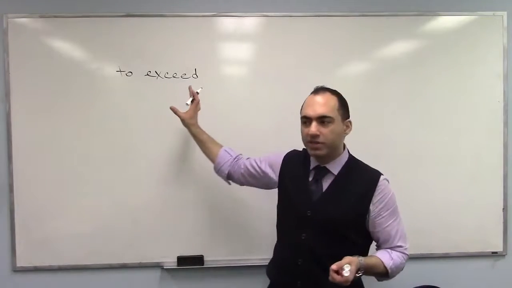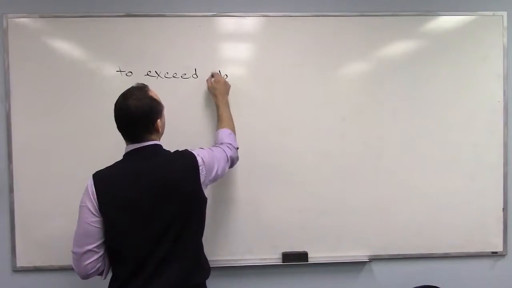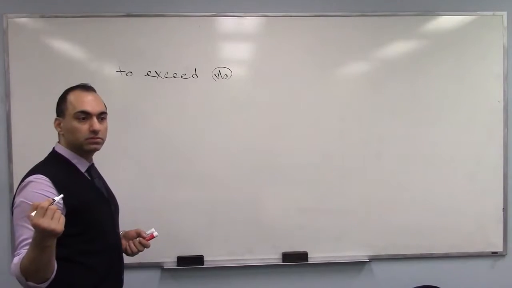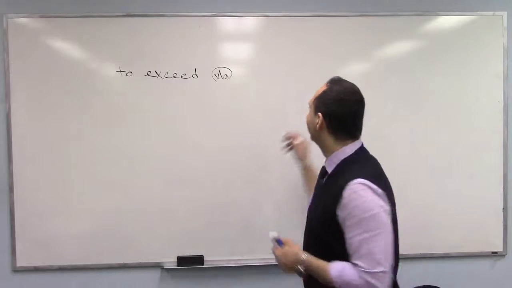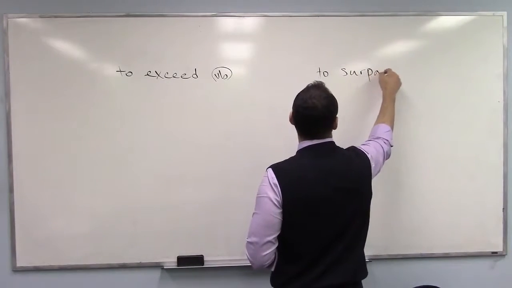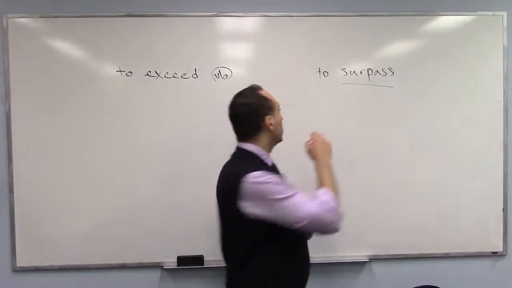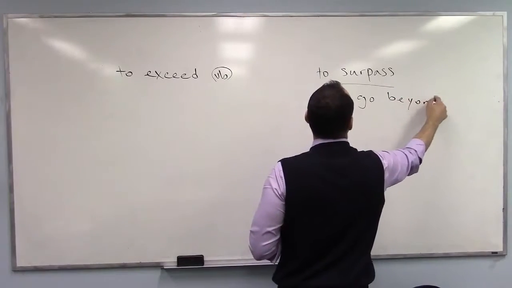What is it? What part of speech is it? Is it a noun, verb, adjective? Verb, right? What does to exceed mean? To surpass. It means to pass something, to go beyond it. Yes? To go beyond something.